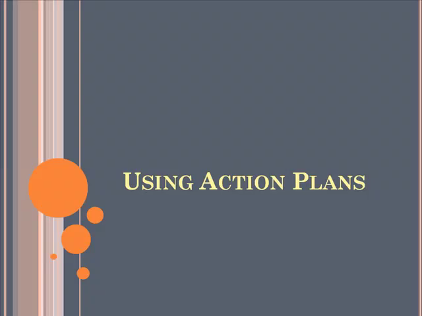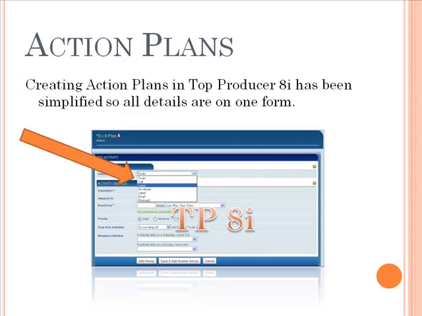Using action plans in Top Producer. Creating the actual action plans themselves has been a more simplified process. This is an add activity screen for adding an activity to an action plan. You hit this drop down menu at the top and you can see that you can add a to-do, you can add a call, you can add a letter, an email, whatever you want, and it's all on one screen versus the older version where there was multiple clicks to get through to where you want it to be.